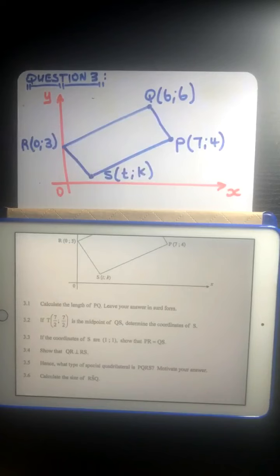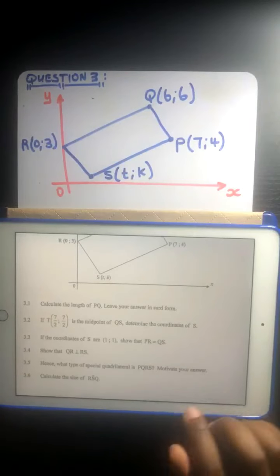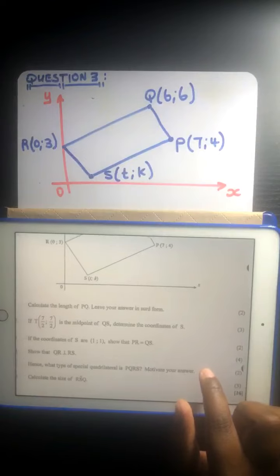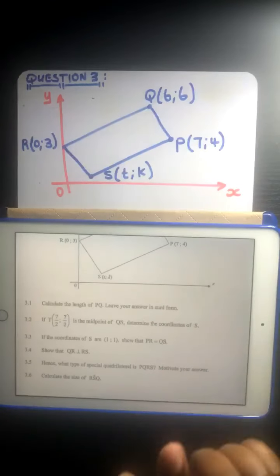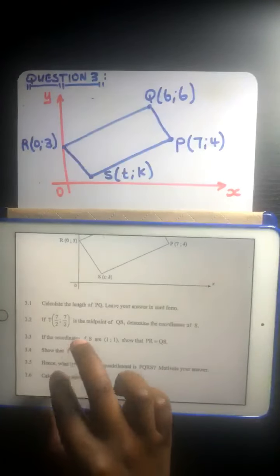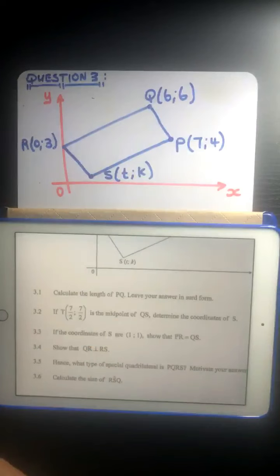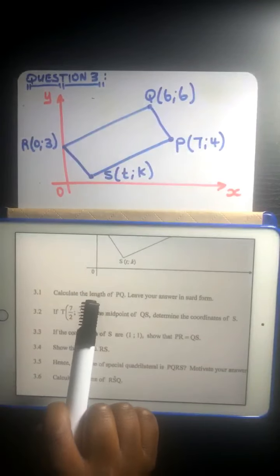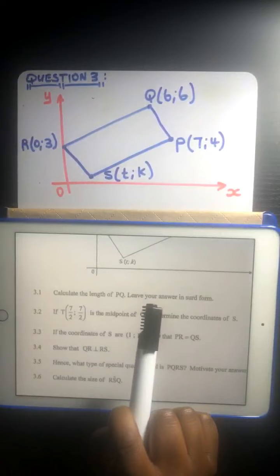The question says, calculate the length of PQ, and most importantly, leave your answer in surd form. So you've got two sentences over there. This question is allocated two marks. What is the cream of the question? I always say in each and every question, there's a cream of the question, and it is exactly what they want you to do. In this case, they say calculate the length of PQ. Leave your answer in surd form.